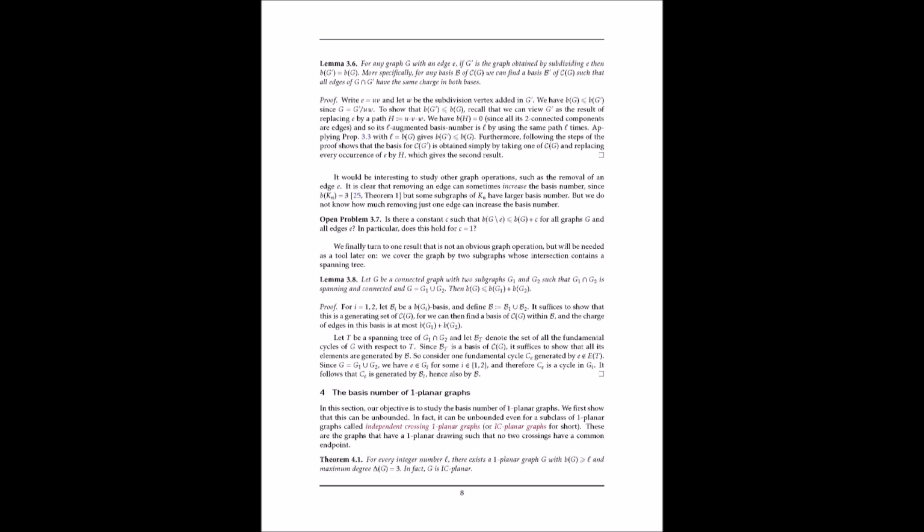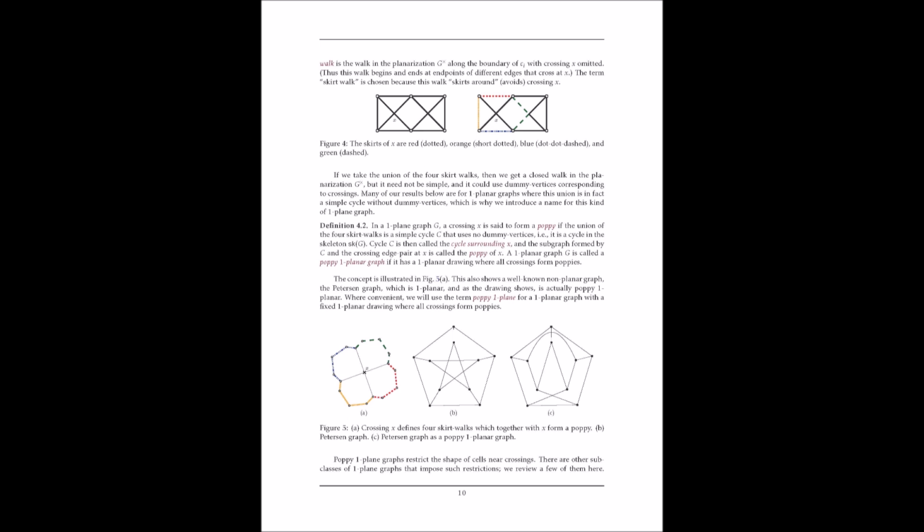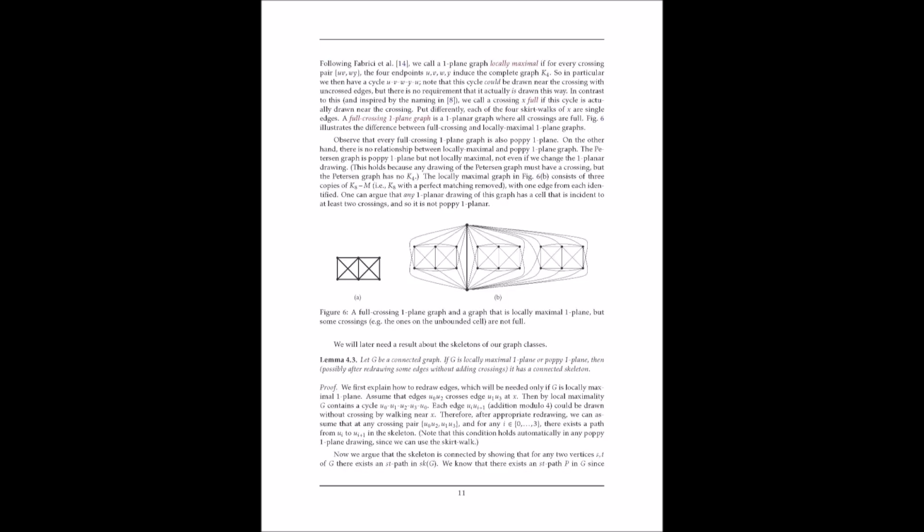But I'm curious, you mentioned this idea of charges of edges in a basis, and I don't really understand what that means. So the charge of an edge is essentially a way of counting how many times that edge appears in the basis. The way you define it is you first choose an orientation of the graph. And then for each edge, you look at all the cycles that contain that edge, and you count how many of those cycles go in the same direction as the orientation. And so that number is the charge of the edge.